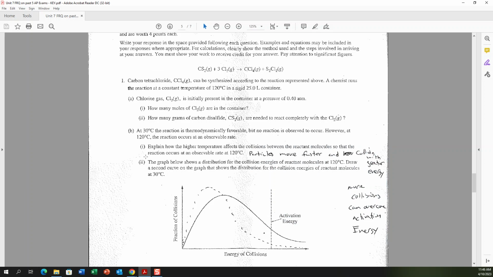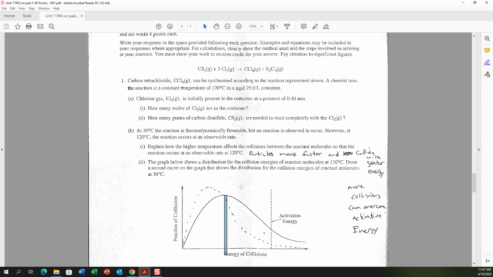And then the second part of this question is, they have this graph already written, and the dotted line is what you need to add in. You need to sketch a curve that shows the fraction of collisions at 30 degrees Celsius versus the fraction of collisions at 120 degrees Celsius. So the solid line is the higher temperature. If you remember, this is kind of like a Maxwell-Boltzmann distribution. At a lower temperature, our average energy should be less than the average energy of collision at a higher temperature. So we need to shift our curve over to the left.